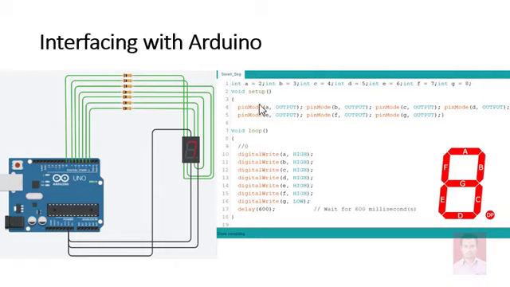Then void setup will be executed only once. In this I want to tell that pin number 2 to pin number 8 are the output pins. So we are going to use the command pinMode A comma OUTPUT, again pinMode B comma OUTPUT, and in the same fashion it is written till pinMode G comma OUTPUT. So all pins are given a direction of output.